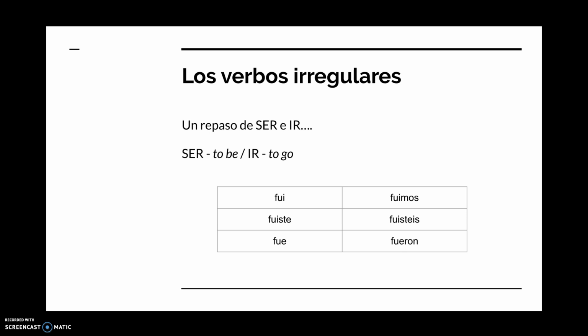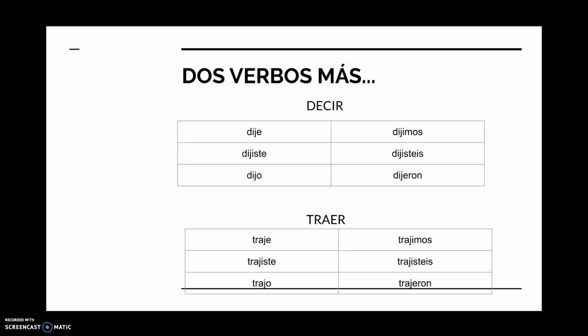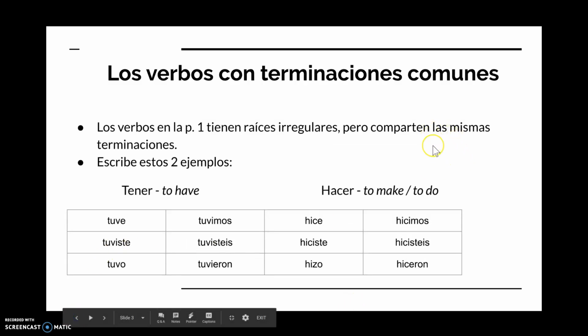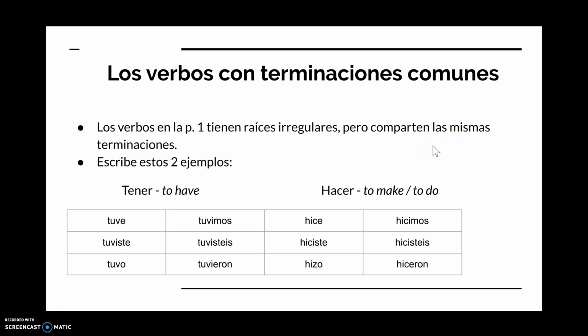So now go on to página 2. Oops, sorry. Let's go back one there. I skipped ahead too far. Okay. And as you see there, on the first page, they have irregular stems that share the same endings. And at the top of página 2, please write these 2 examples. You have tener, which is to have. So we have yo tuve, tú tuviste, él/ella/usted tuvo, nosotros tuvimos, vosotros tuvistes, and ellos/ustedes tuvieron.